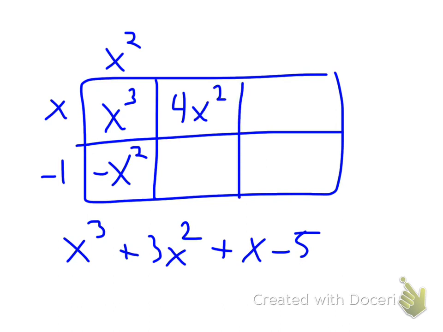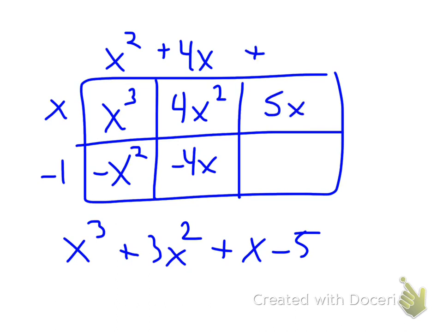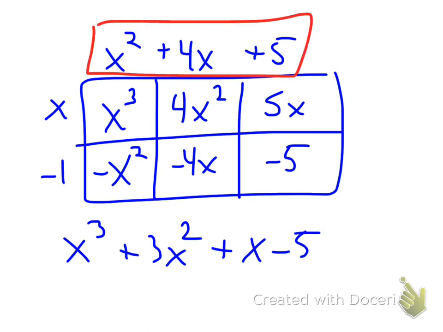And once I have that in, I'll repeat the process I just did. What goes up top here? So that is going to be a positive 4x. 4x times negative 1 will give me my next box down here of a negative 4x. My diagonal here will give me positive x, so it has to be 5x. And again, repeat the process. This is positive 5. Positive 5 times negative 1 gives me a negative 5, which works out correctly. So now I have my quadratic factor.